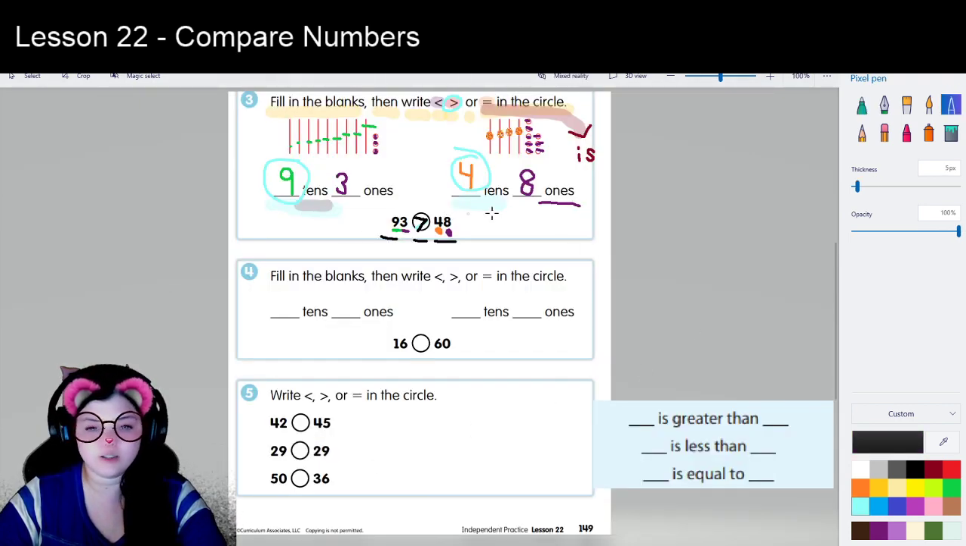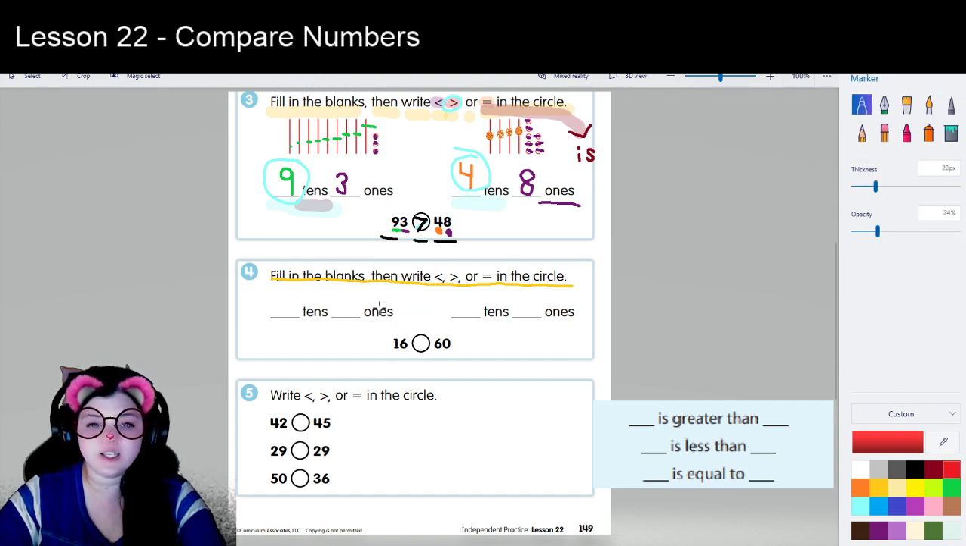Now let's look at the next question. It says, fill in the blanks, then write less than, greater than, or equal in the circle. Let's look at the two numbers. We have 16 and we have 60.